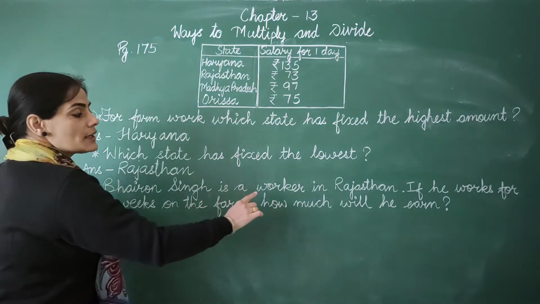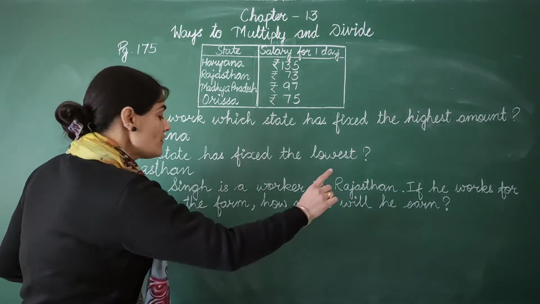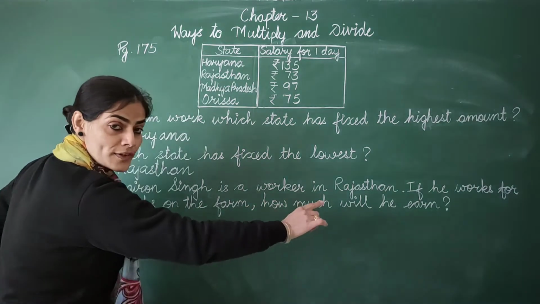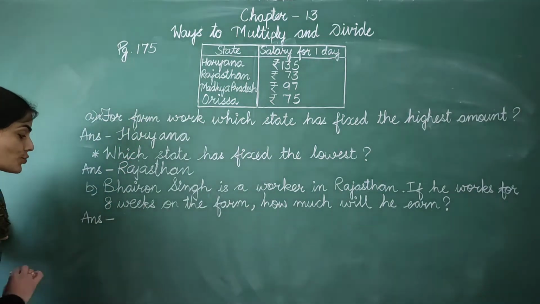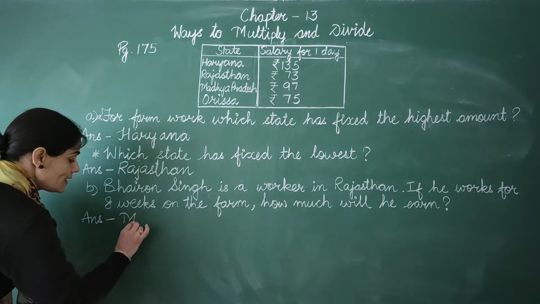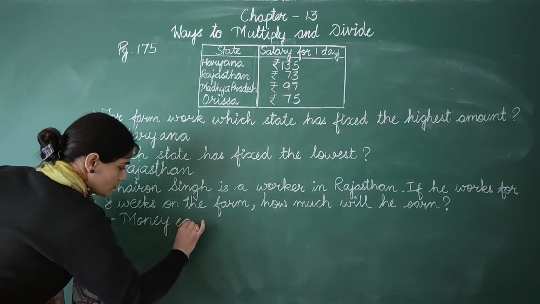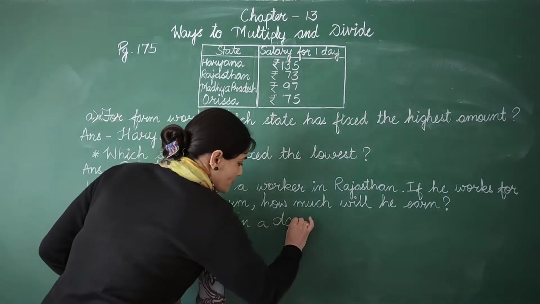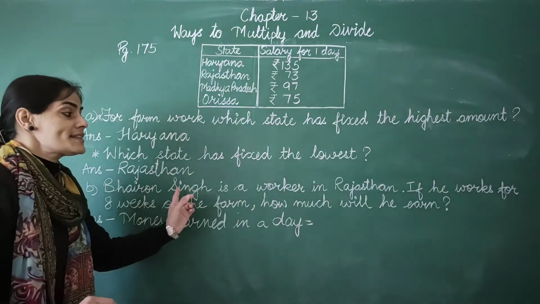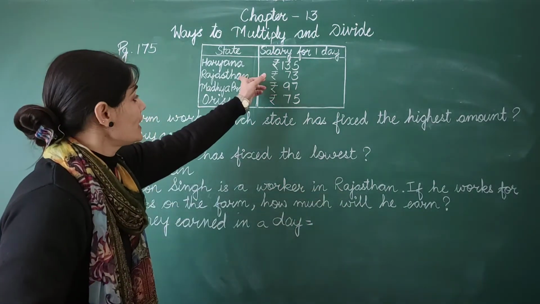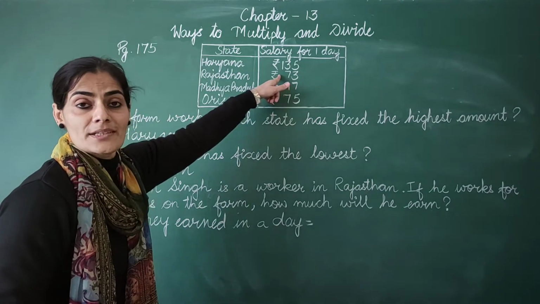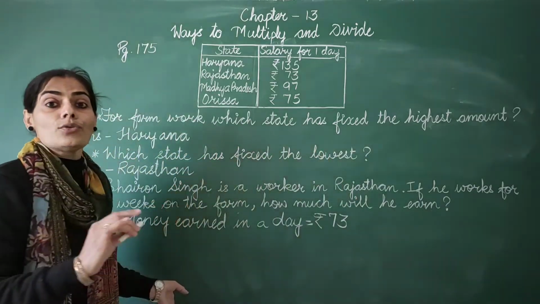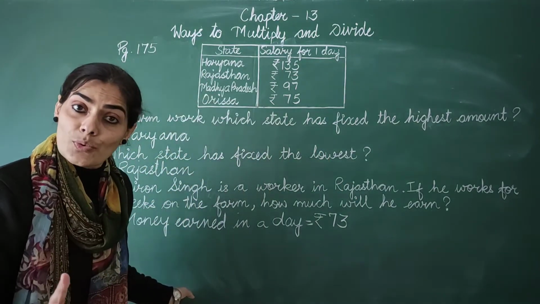Bhairo Singh is a worker in Rajasthan. If he works for 8 weeks on the farm, how much will he earn? So let's write the answer everyone. Money earned in a day. How much is that, beta? Now see, Bhairo Singh is a worker in Rajasthan. So for one day, how much money is fixed by the government? It is rupees 73.